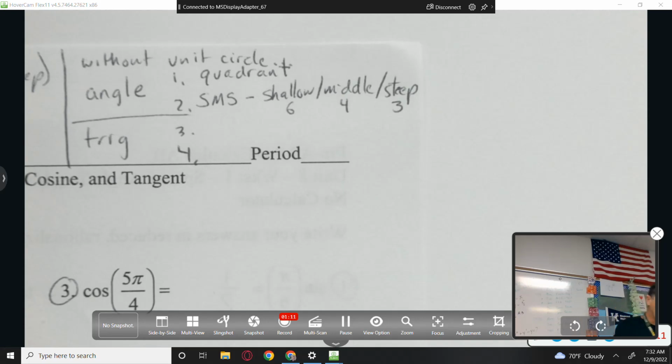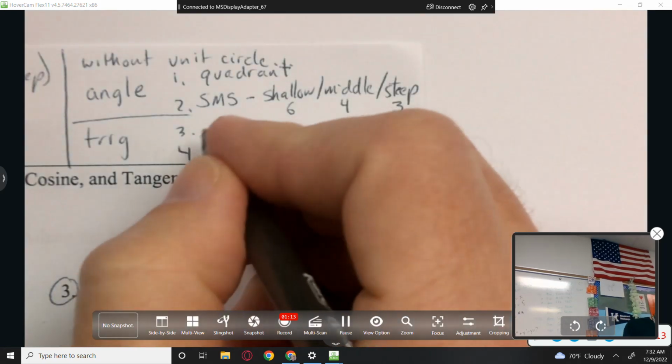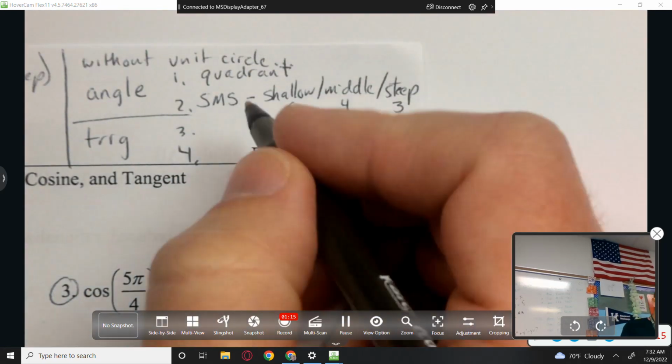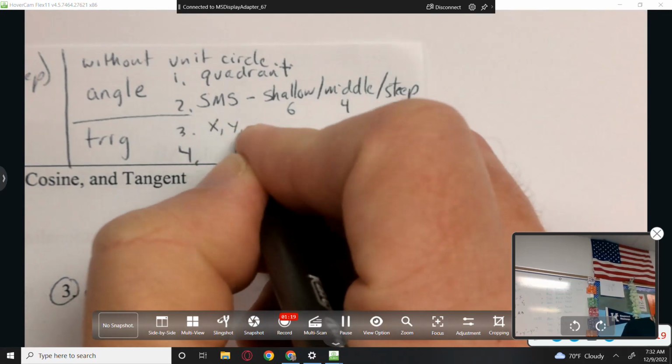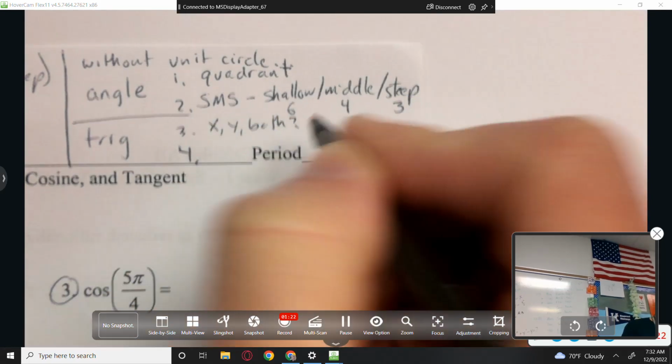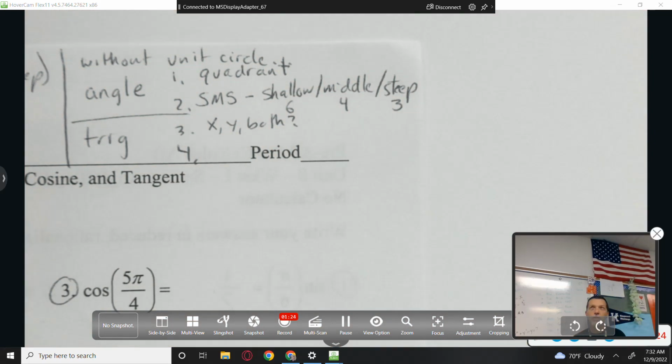Then you start worrying about the trig ratio. So is it sine, is it cosine, is it tangent? And so it's like, which side do I need? Is it x or y or both? Like x goes with cosine, y goes with sine. Tangent, you need both. So you start thinking about which side am I looking for?